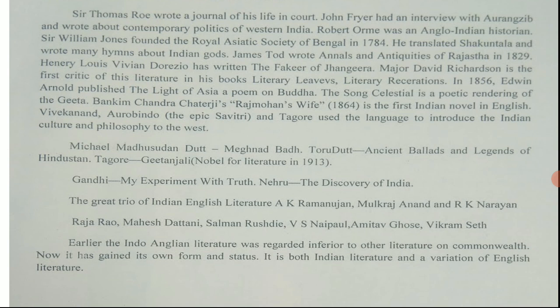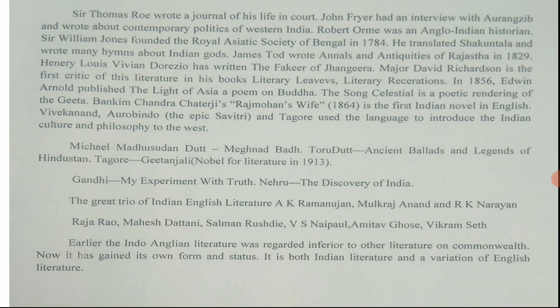Vivekananda, and Aurobindo, who wrote the epic Savitri, and Rabindranath Tagore used the language to introduce Indian culture and philosophy to the West. Besides that, these are the prominent writers we are familiar with. Michael Madhusudan Dutt wrote Meghnad Badh, Toru Dutt wrote Ancient Ballads and Legends of Hindustan. Rabindranath Tagore is famous for his Gitanjali, and he received the Nobel Prize for Literature in 1913. Mahatma Gandhi's work is My Experiments with Truth, Jawaharlal Nehru's book is The Discovery of India, and then the great trio of Indian English literature, Mulk Raj Anand, and R.K. Narayan, are famous as novelists.